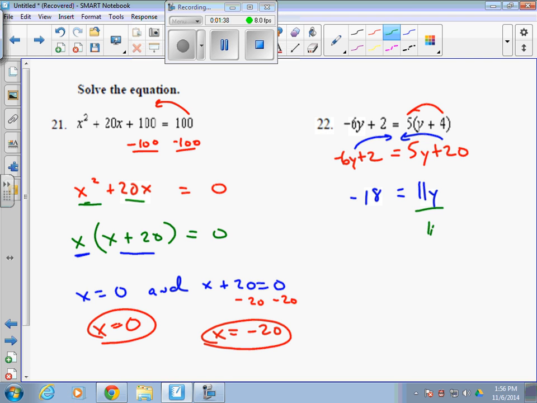Undo 11 times something by dividing. Divide that side by 11. Negative 18 divided by 11. There's no common factor in those, so we'll leave it. Negative divided by positive is a negative 18 over 11.